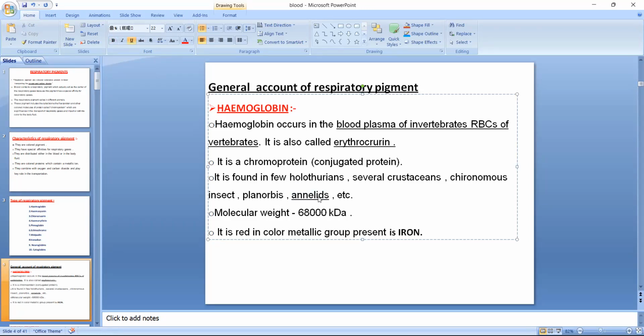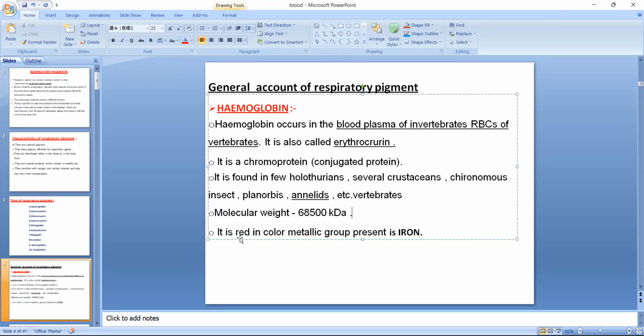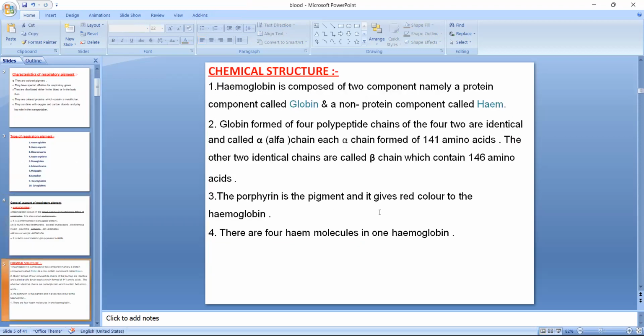Most of the earthworms contain hemoglobin as respiratory pigment, dissolved in the plasma of the blood. Its molecular weight is 68,000. Sometimes some books give 68,500, others give 60,000. It's not important, nobody will ask. It is red in color, and the metallic group present is iron. We all know that, very clear.